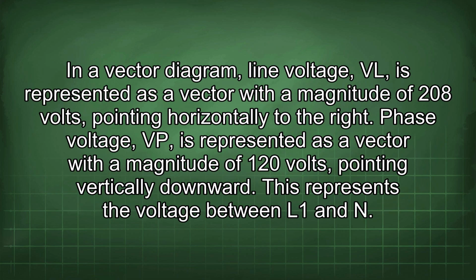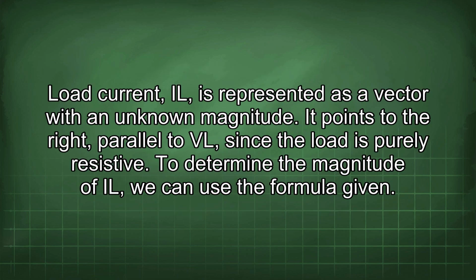In a vector diagram, line voltage, VL, is represented as a vector with a magnitude of 208 volts, pointing horizontally to the right. Phase voltage, Vp, is represented as a vector with a magnitude of 120 volts, pointing vertically downward. This represents the voltage between load and N. Load current, IL, is represented as a vector with an unknown magnitude. It points to the right, parallel to VL, since the load is purely resistive.